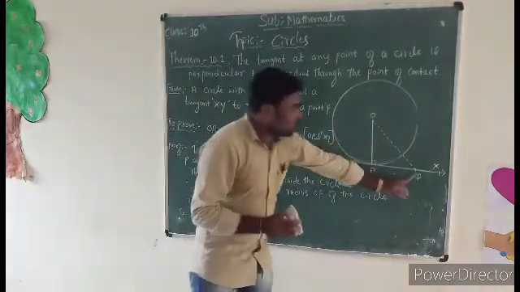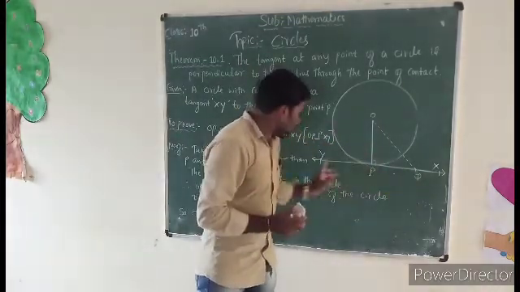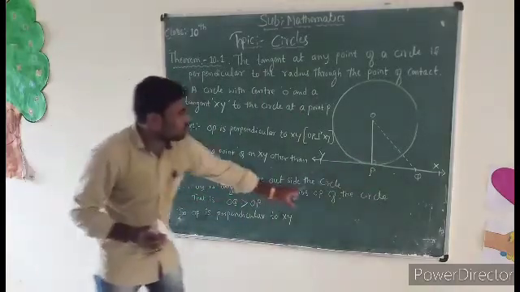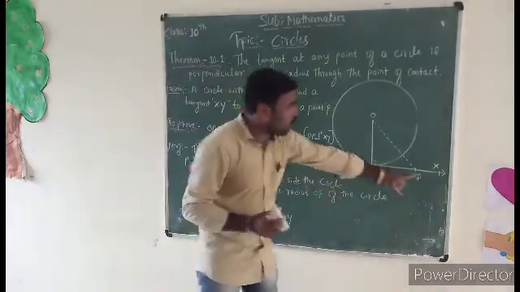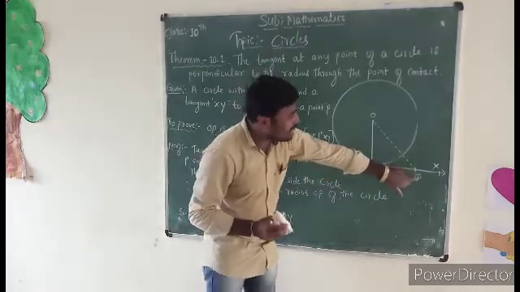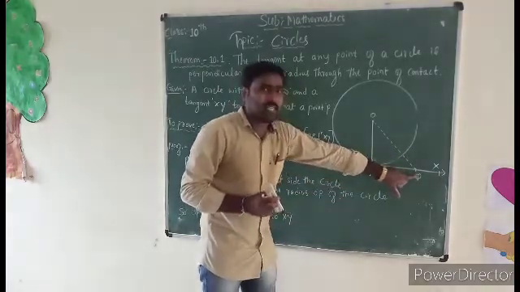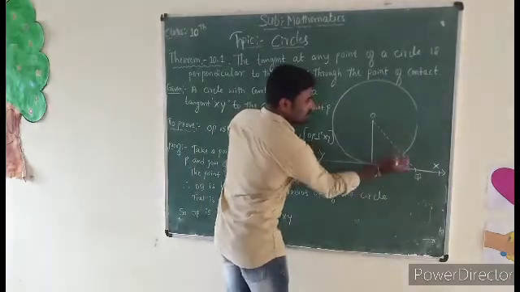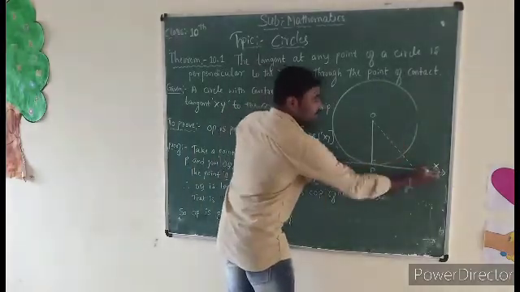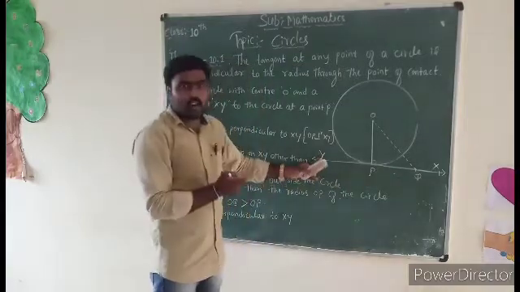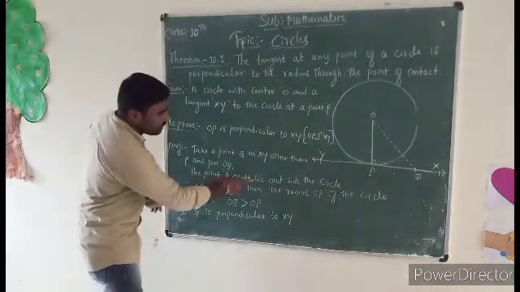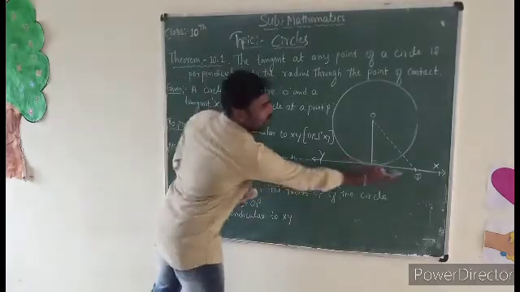First we take a point Q on XY. Here, the point Q must lie outside the circle. If the point lies inside the circle, the line becomes a secant, not a tangent. So the point Q must lie outside the circle.